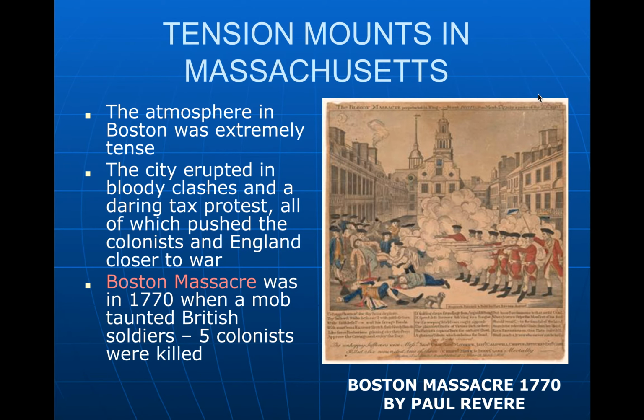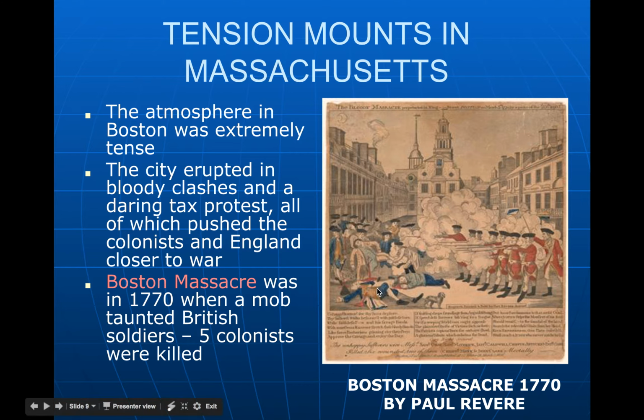Boston, Massachusetts had a lot of tension between protesters against the taxes and English military, and the city erupts in a clash between the tax protesters and the British soldiers, which results in what is known as the Boston Massacre, when a mob of protesters begin taunting the British soldiers. A shot is fired, which leads to additional shooting, and 5 colonists were killed.